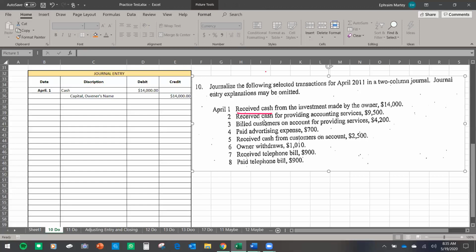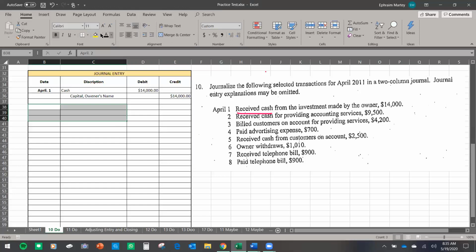So our cash is increasing, and then our fees earned or revenue will also increase. Okay, and cash increases with debit, and revenue increases with credit. So the accounting equation will balance. Great. So we have our cash increasing by 9,500, and then our fees earned will increase by the same amount, so we will just reference it, and we have this.